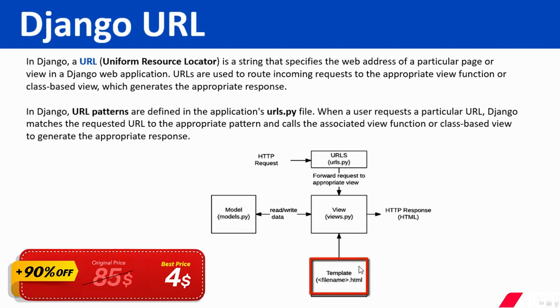So everything is passed to the template. The template now returns the result to the view. The view now returns the HTTP response back to the user's web browser, and the result of the request is then displayed in the user's web browser. URLs in Django are used to map incoming requests to the appropriate view function or class-based view, allowing users to navigate through the various pages and views of a Django web application.